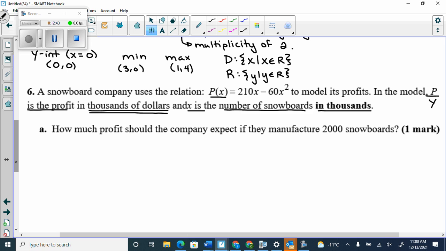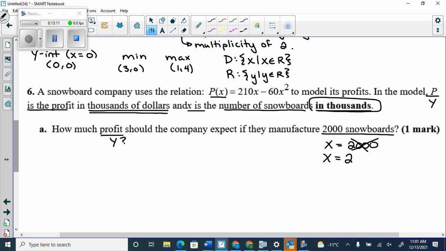Now this is where you're going to error if you didn't read it. And I'm going to assume most people erred because I haven't given you a question like this before. But it says how much profit, so they want Y, should the company expect if they manufacture 2,000 snowboards? Well, X is the number in thousands. So this isn't X equals 2,000. That would be wrong. It would be X equals what? 2.